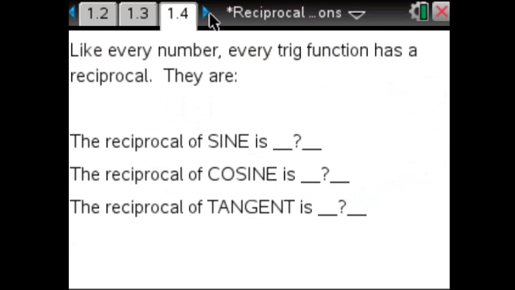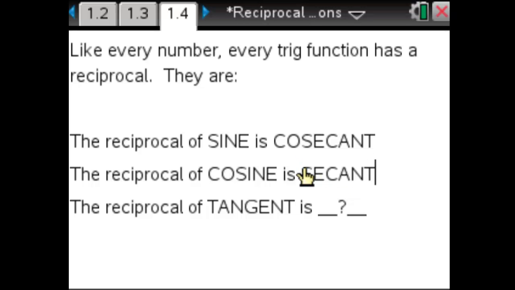So like all of those numbers and every number, every trig function has reciprocals. They are: the reciprocal of the sine function is cosecant. The reciprocal of the cosine function is secant. And the reciprocal of the tangent function is cotangent. So you're going to need to study these, learn the reciprocal functions.